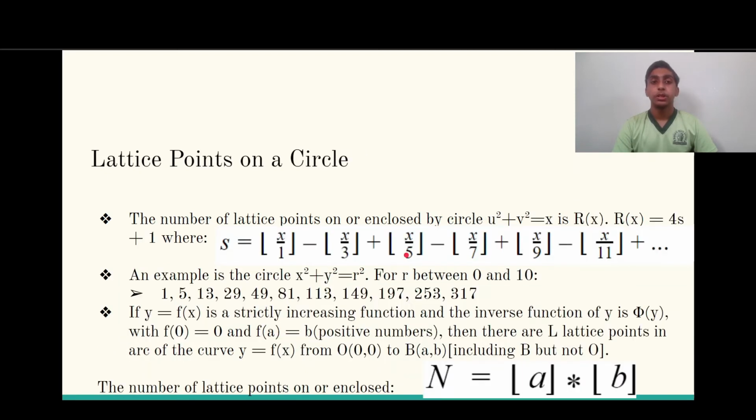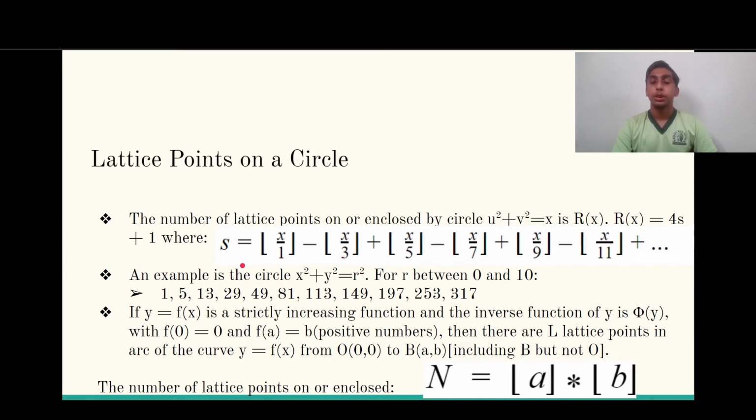Okay, so let's go into lattice points on the circle. This is a similar idea, just a few different formulas. Here, our formula is for the number of lattice points on or enclosed by a circle, u squared plus v squared is equal to x. So the number of lattice points is going to be r of x. Earlier it was T, now it's r of x. Now r of x is equal to 4s plus 1. And here s is equal to floor of x over 1 minus floor of x over 3 plus floor of x over 5 and so on until you get to your final answer.